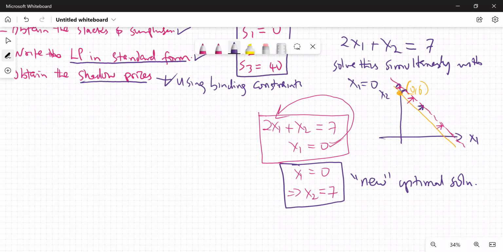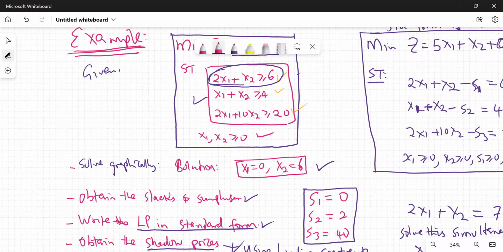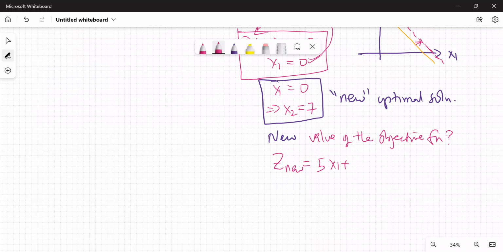So with that new optimal solution, what's the new value of the objective function? Let me call it Z new, which will be equal to, the objective function was 5x1 plus x2. So this will be equal to x1 is 0 plus x2 is 7. So our new value of the objective function will be 7.